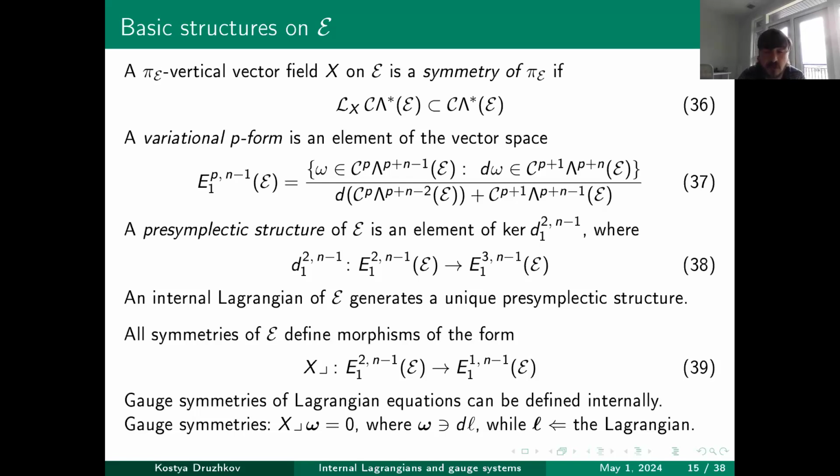The Lagrangian generates a unique internal Lagrangian. This internal Lagrangian gives rise to the corresponding presymplectic structure, and we can consider the kernel of this presymplectic structure in the sense of the formula 39. And gauge symmetries are just symmetries that belong to this kernel. So if you have a Lagrangian, then we obtain the corresponding internal Lagrangian. It gives us the corresponding presymplectic structure, and its kernel is formed by gauge symmetries.